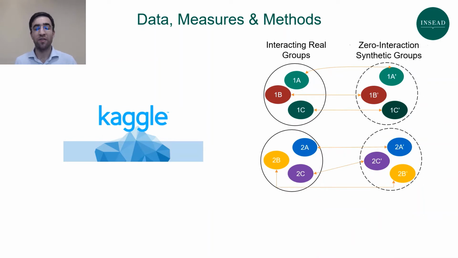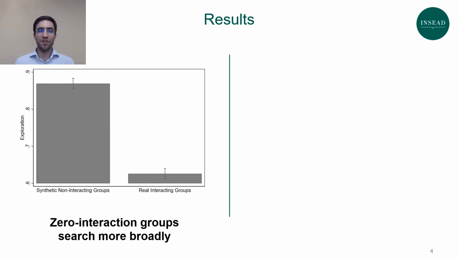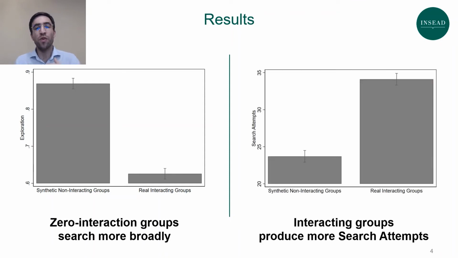So at the end, we have a set of interacting real groups that we're going to compare with zero interaction synthetic groups. So what we observe is that zero interaction groups would produce more varied models. So they would explore more. And they do that due to the fact that they avoid the tendency to copy successful behavior and hence prematurely converging on some solutions that characterizes the socially interacting groups. But what we really add to the picture, also from a theoretical point of view, given that there was a variable that was not considered before, is that interacting groups do produce more search attempts than instead the non-interacting ones.